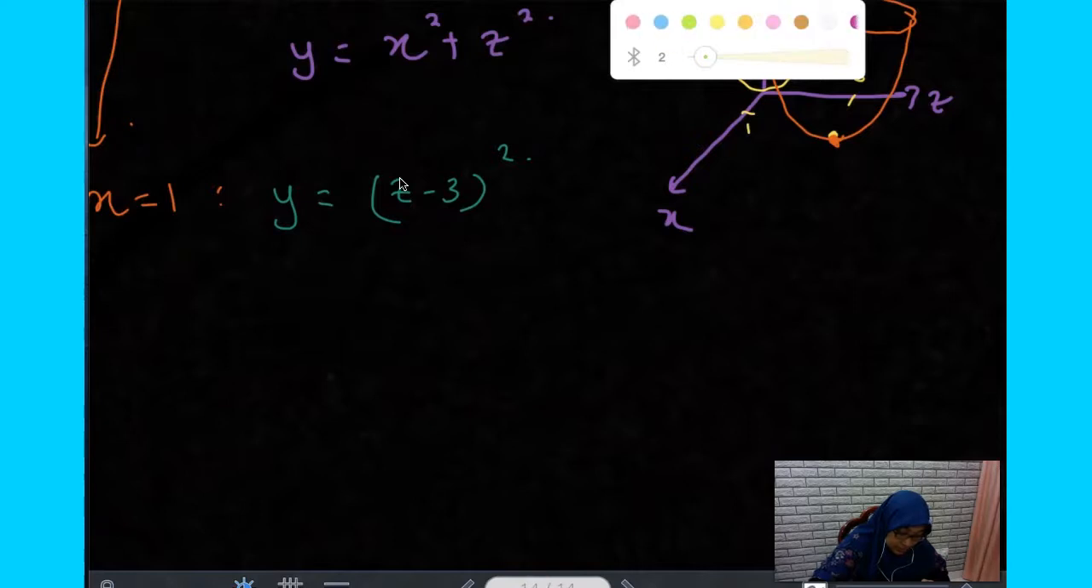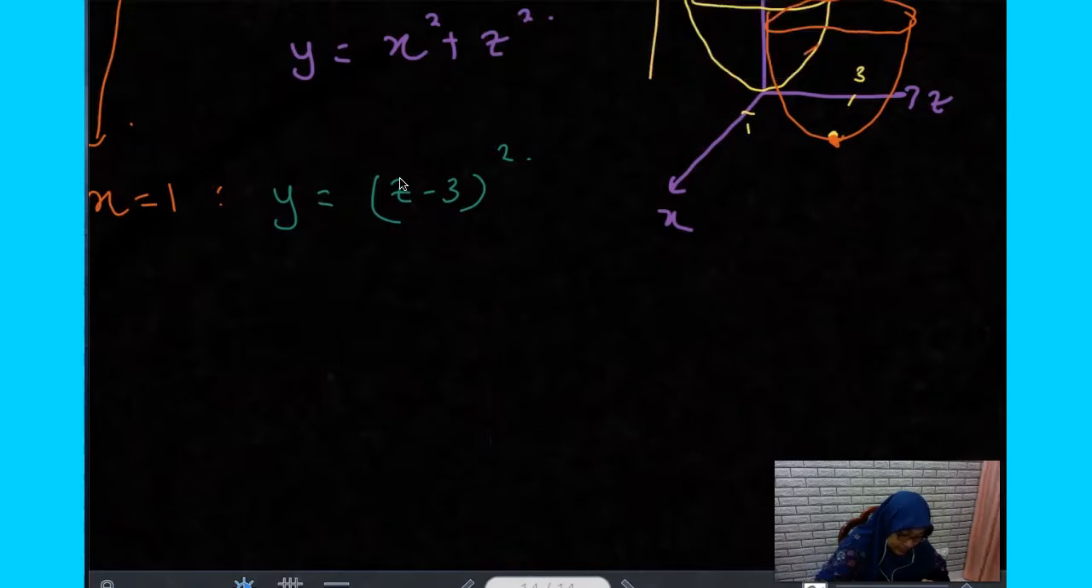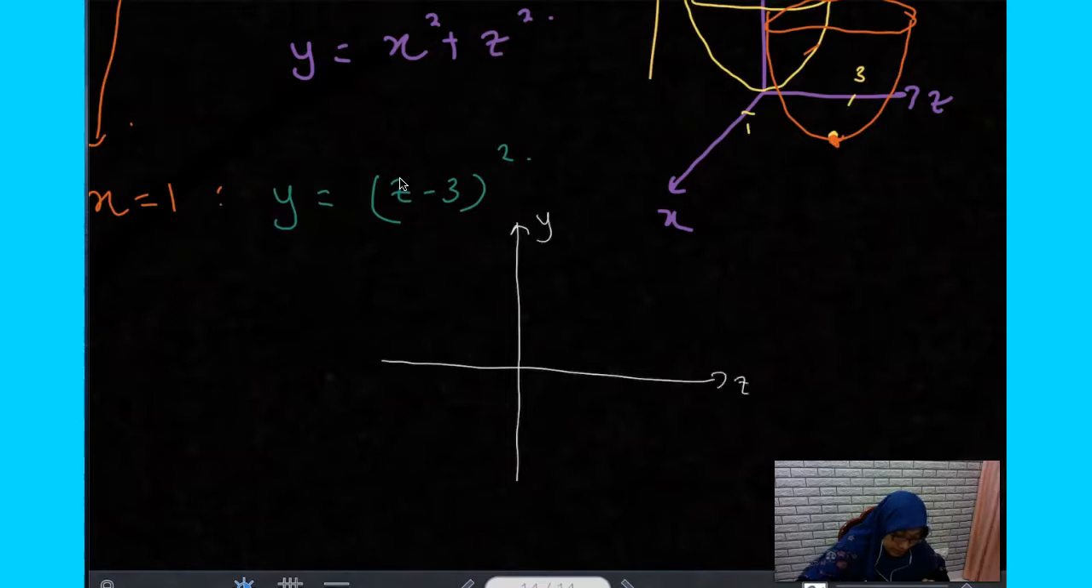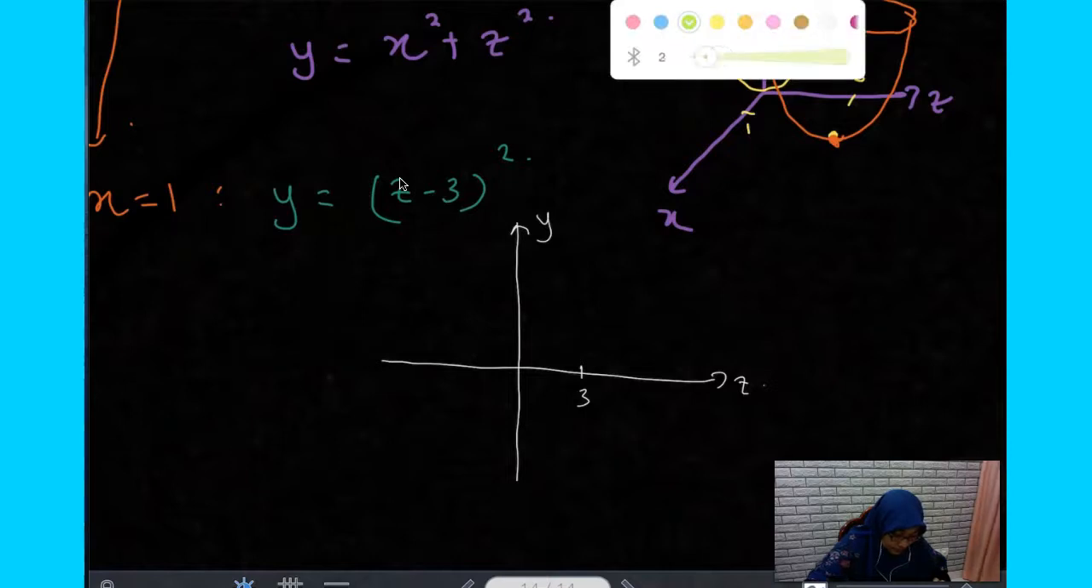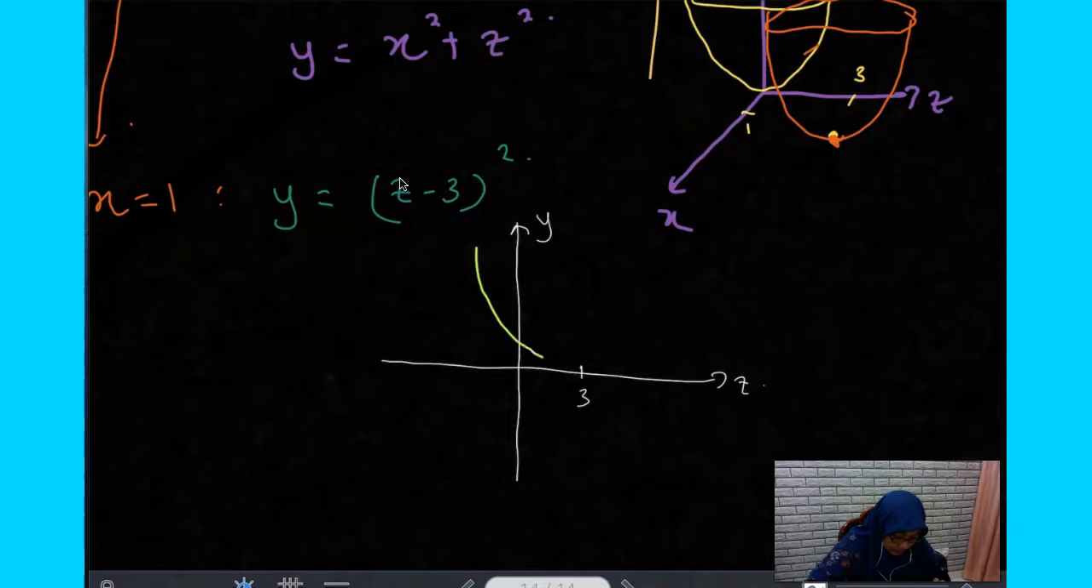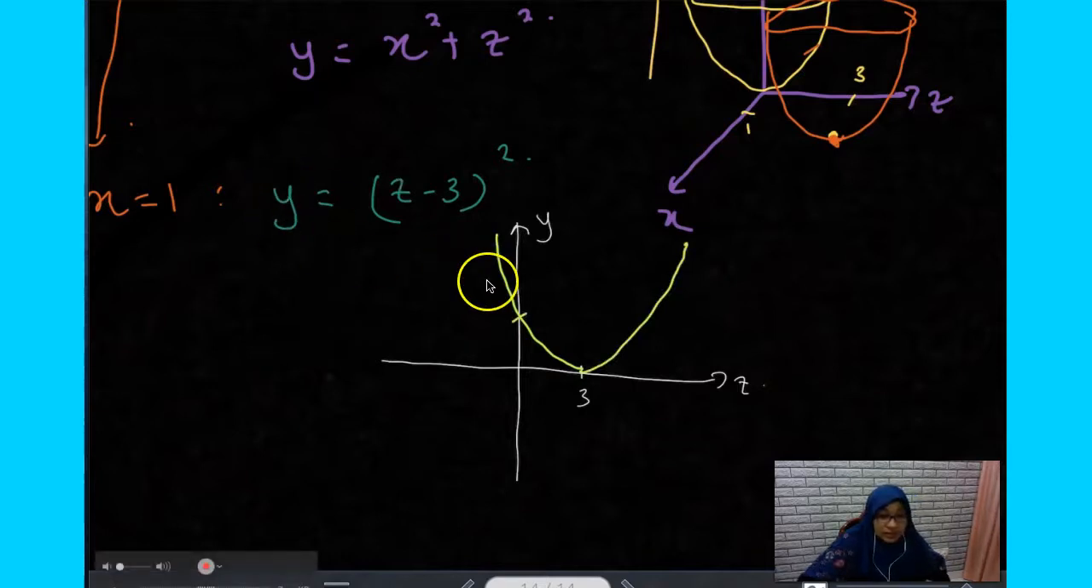Okay, so now we draw the trace on the yz plane. So your z at 3. So you have a quadratic, right? Quadratic. Okay, and how can we know the intersection at y? You have to set z equal to 0. When z is 0, y is 9.